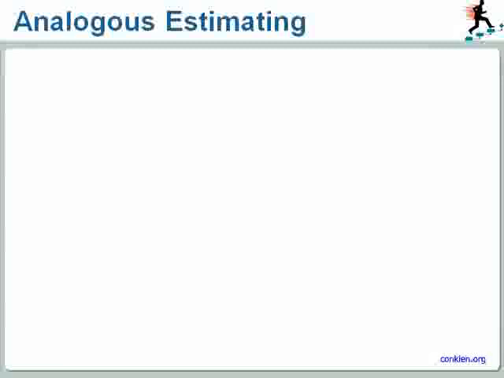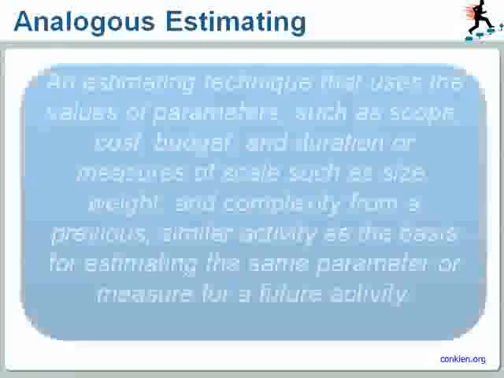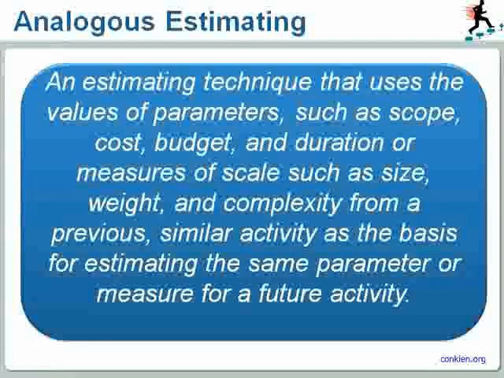Here is the definition of analogous estimating. It is defined as an estimating technique that uses the values of parameters such as scope, cost, budget, and duration, or measures of scale such as size, weight, complexity from a previous similar activity as the basis for estimating the same parameter or measure for a future activity. Let's take a look at what this really means.